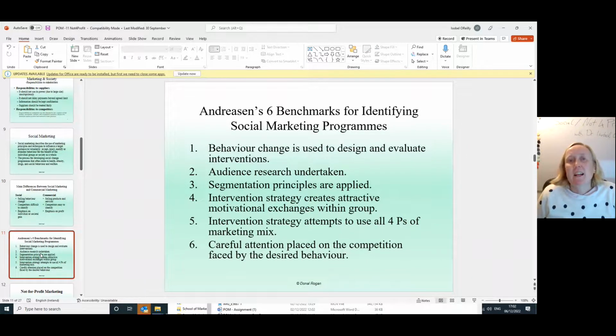So Anderson's 6 benchmarks for identifying social marketing programs are as follows. Number 1, behavior change is used to design and evaluate interventions. Number 2, audience research is undertaken. Segmentation principles are applied. Intervention strategy creates attractive motivational exchanges within the group. Intervention strategy attempts to use all 4 P's of the marketing mix. And finally, careful attention placed on the competition faced by the desired behavior.